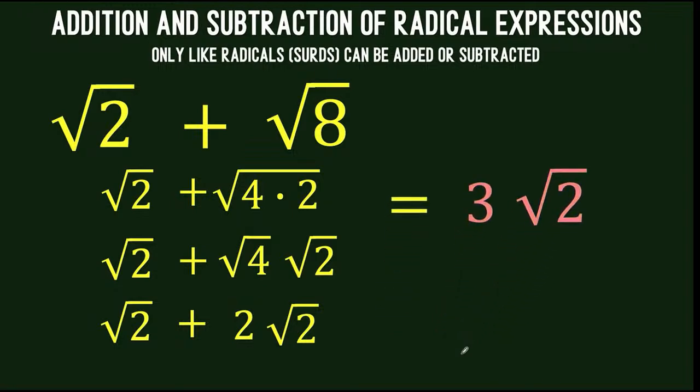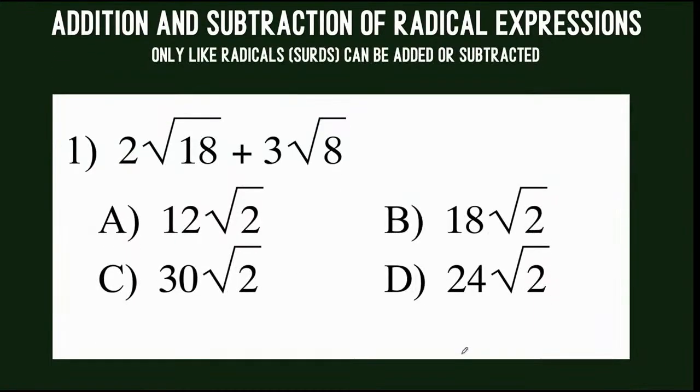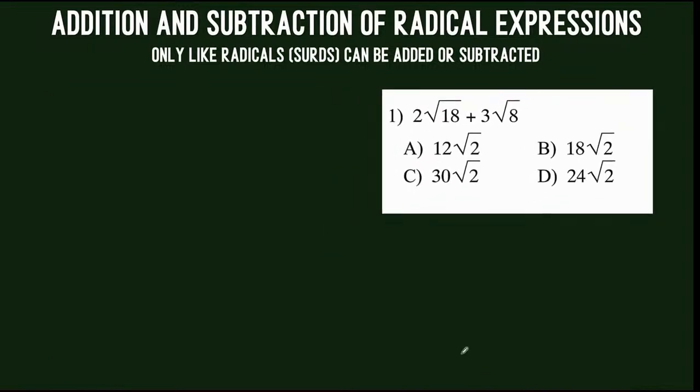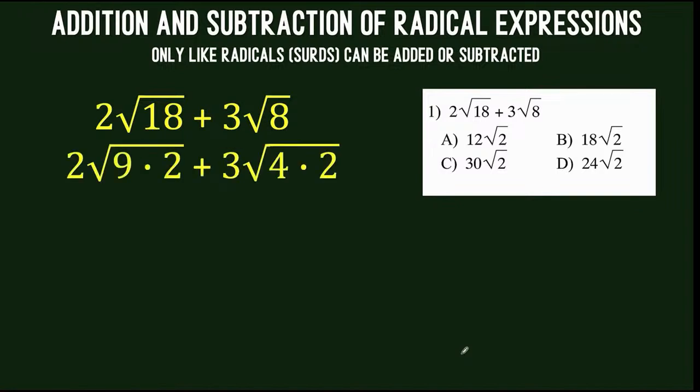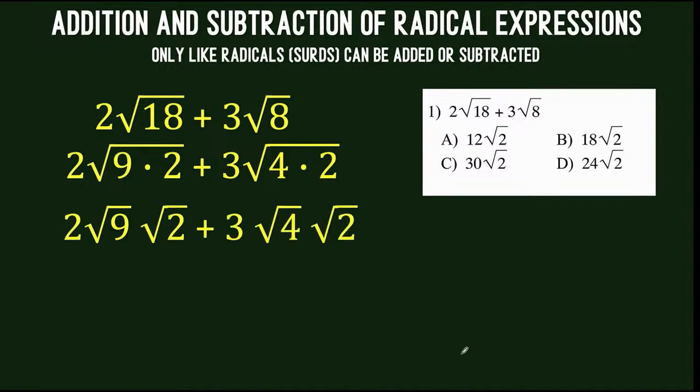Let's have another example. Let's say we are given 2 square root of 18 plus 3 square root of 8. Find the sum. And we are given these 4 options. Now to solve this, let's simplify square root of 18 as square root of 9 times 2 and square root of 8 as square root of 4 times 2. Note that 18 is 9 times 2 and 8 is 4 times 2. Then apply the product property to separate the radicals and simplify whatever can be simplified.